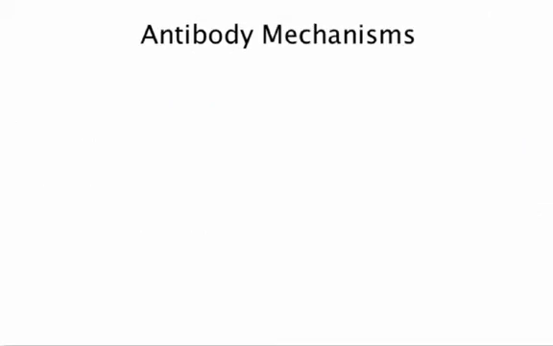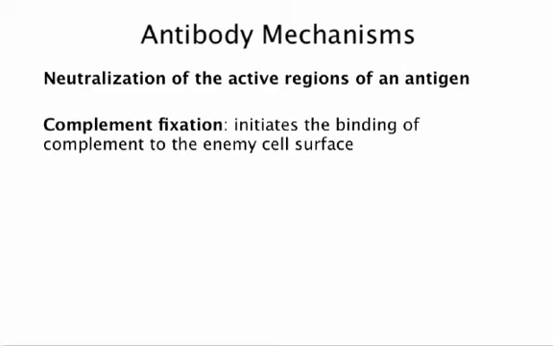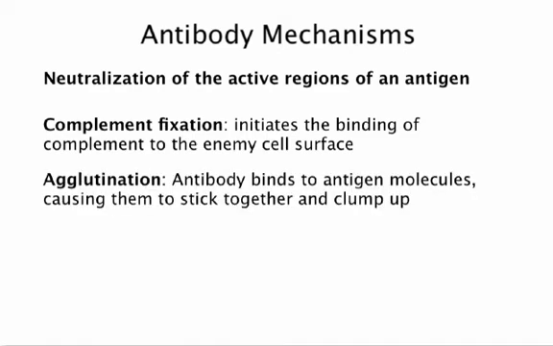The first is neutralization of the active regions of an antigen. Second, complement fixation, which exposes the antigen's complement binding sites and initiates the binding of complement to the enemy cell surface. The third one is agglutination.